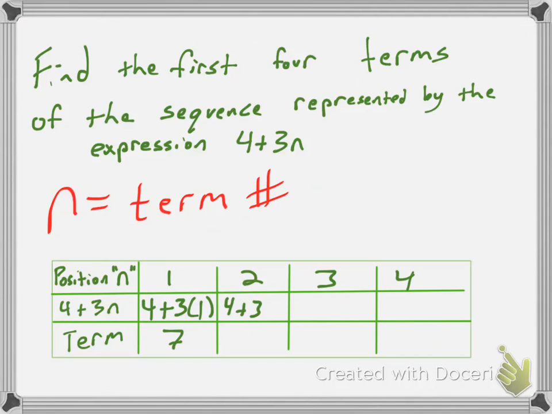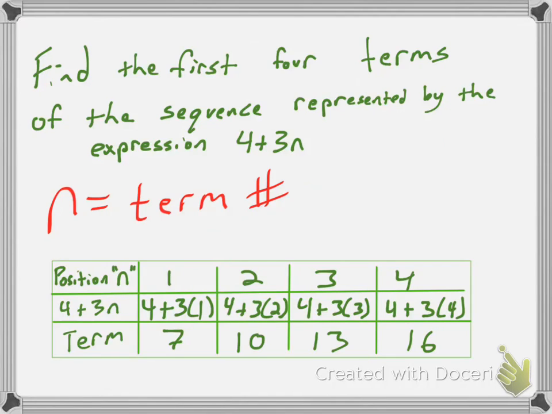4 plus 3 times 2 would be 6 plus 4 is 10. 4 plus 3 times 3 would be 9 plus 4, which is 13. And then 4 plus 3 times 4 would be 12 plus 4, which is 16.